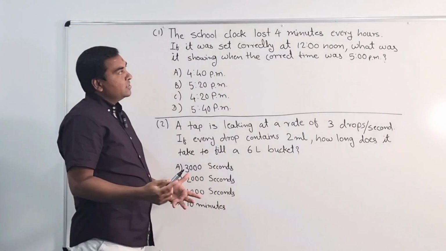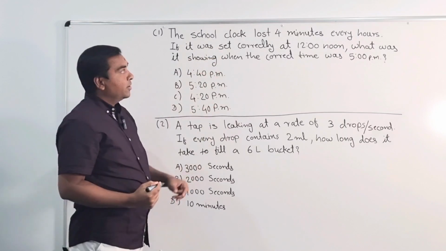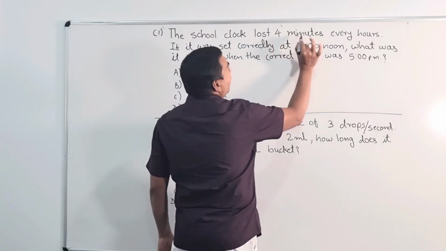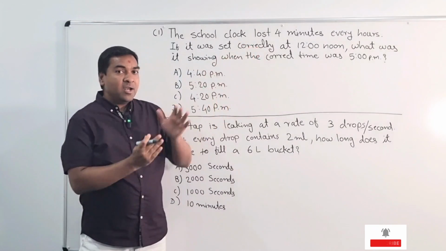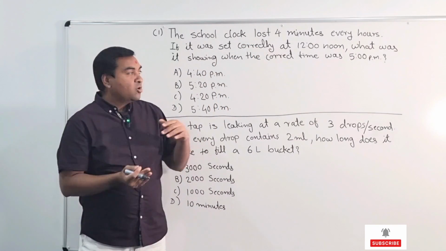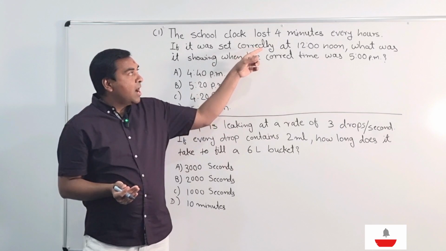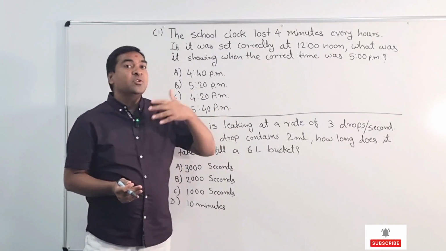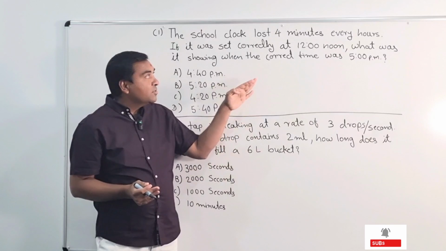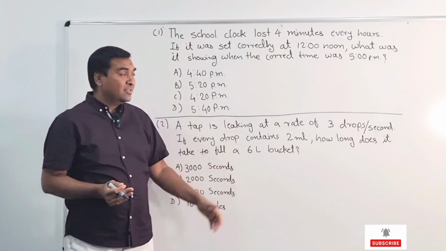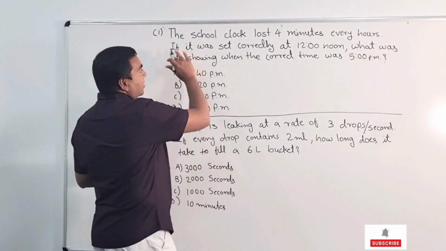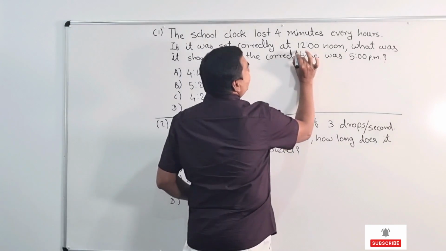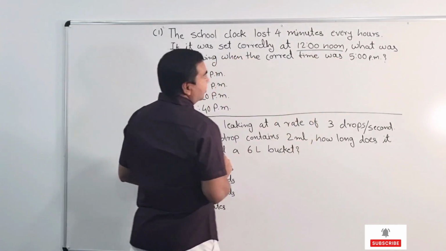Now guys, we'll try to understand. So the school clock is losing 4 minutes every hour. So every hour it's getting behind by 4 minutes. After 1 hour, it will be behind by 4 minutes. After 2 hours, 4 times 2, so it will be behind by 8 minutes. After 3 hours, 4 times 3, like this. And the time was set correctly at 12 noon, so 12 in the afternoon.